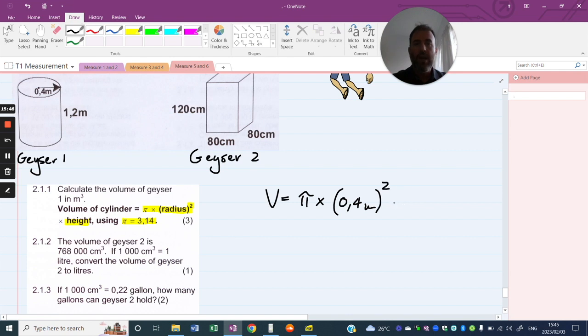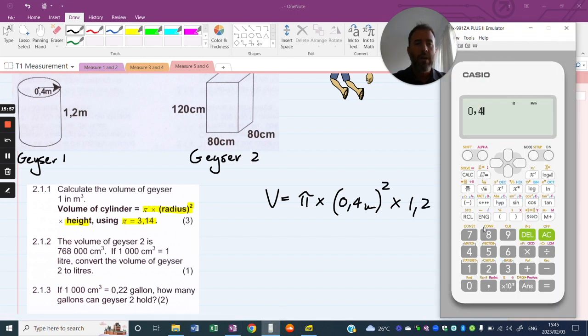So what I like to do is I like to put the whole thing in a bracket just to be safe. And then we also need to multiply by the height, and the height is here on the cylinder. It's 1,2 meters, so we're going to write that in there as 1,2 meters. Okay, now let's let the calculator do the work for us.